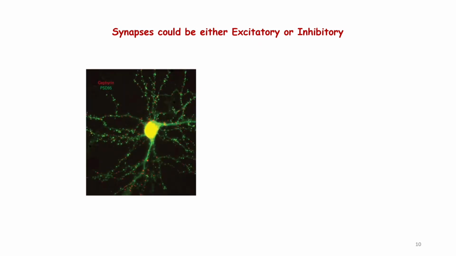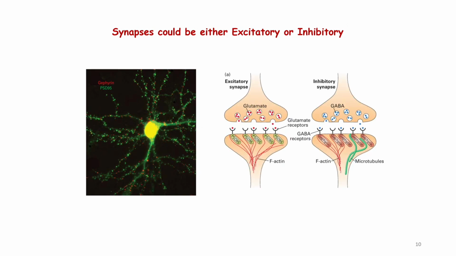Now another piece of information is that synapses could be either excitatory or inhibitory. Excitatory synapse triggers action potential, and inhibitory synapse discourages action potential. See, the green dots are excitatory synapses and the red dots are inhibitory synapses. Basically, a protein called PSD95 is tagged with green fluorescent dye, and another protein called gephyrin is tagged with red fluorescent dye. These two proteins are called scaffolding proteins.